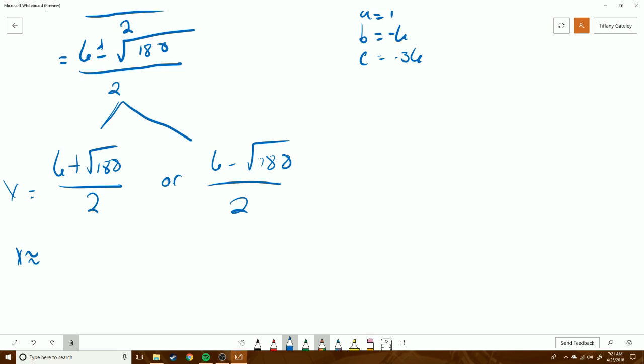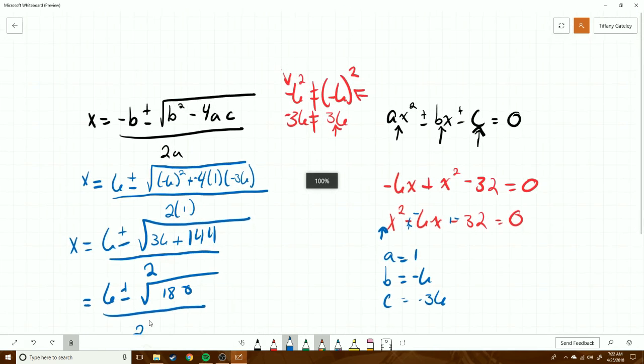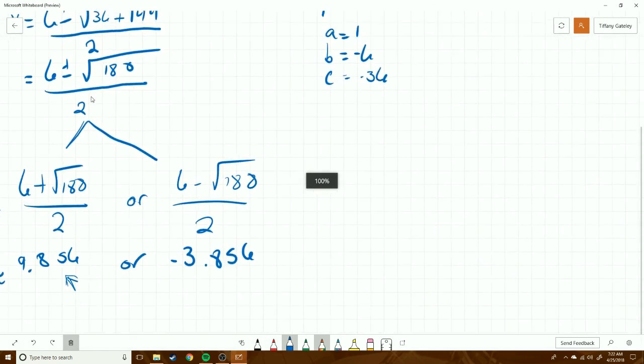X is approximately 9.856, or negative 3.856. You use the quadratic equation when you're going to get numbers like this. So yeah, that's how you use the quadratic equation and what to be careful about.